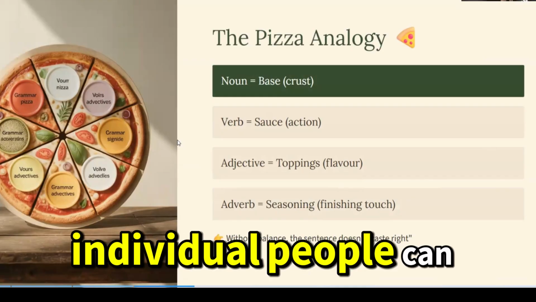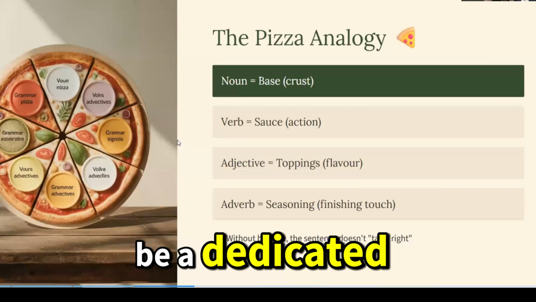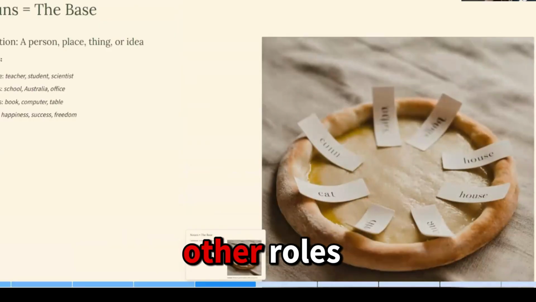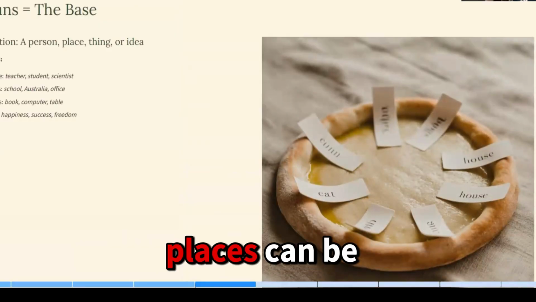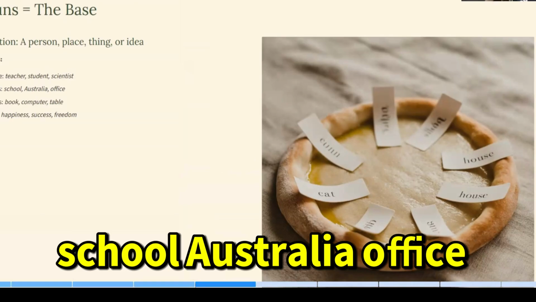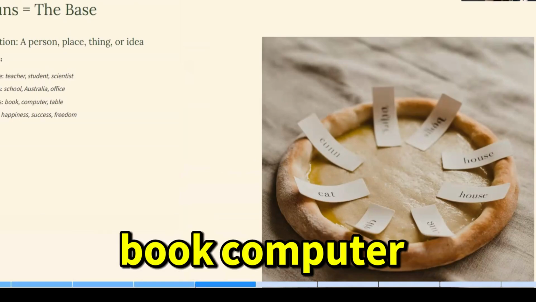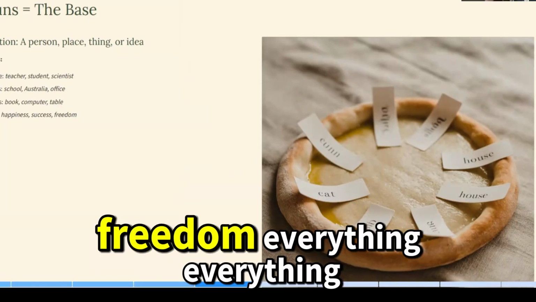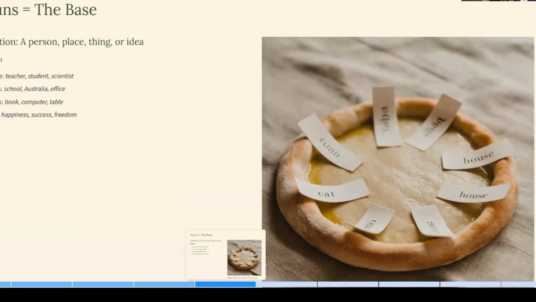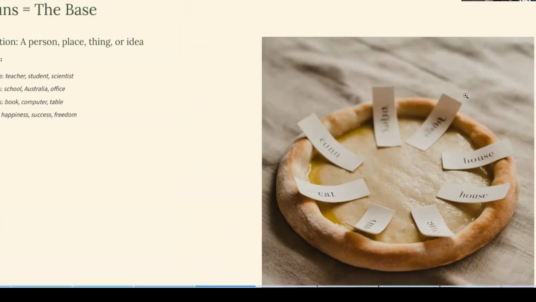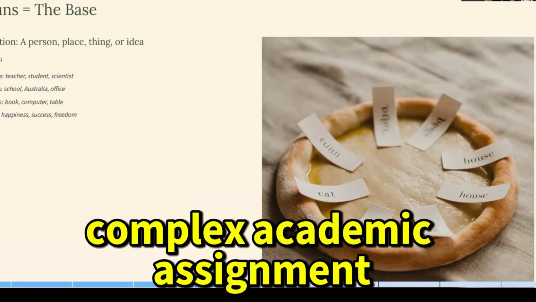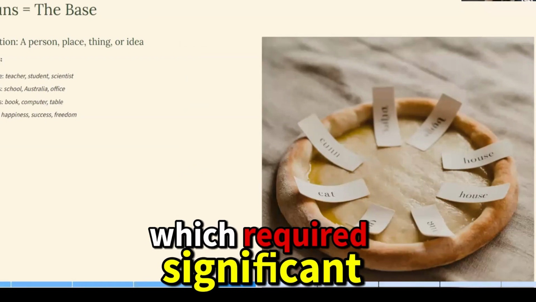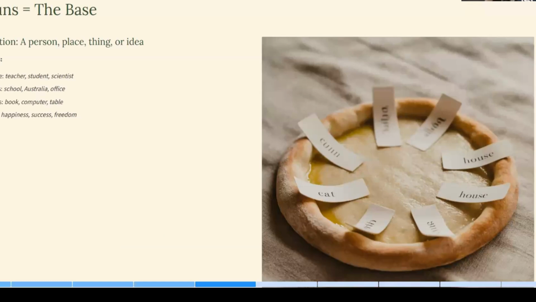For example, people can be a teacher, a student, or scientists, among many other roles. Places can be school, Australia, office. Things can be book, computer, table. Ideas can be happiness, success, freedom, everything. The teacher promptly gave the diligent student a challenging and complex academic assignment, which required significant effort and time.